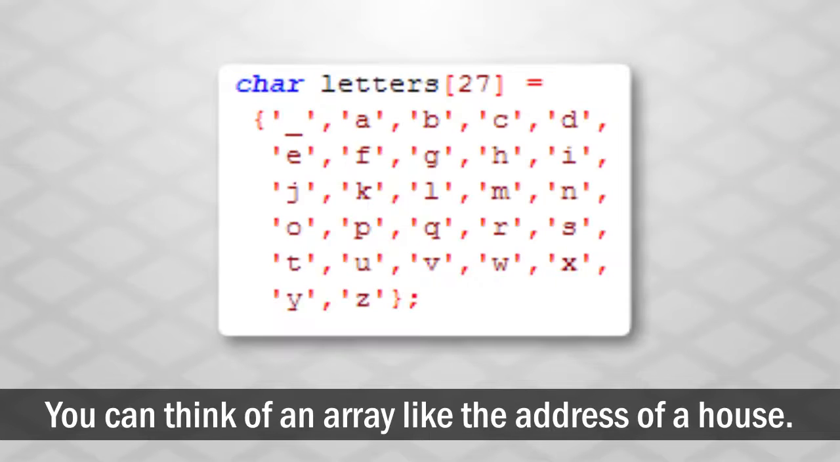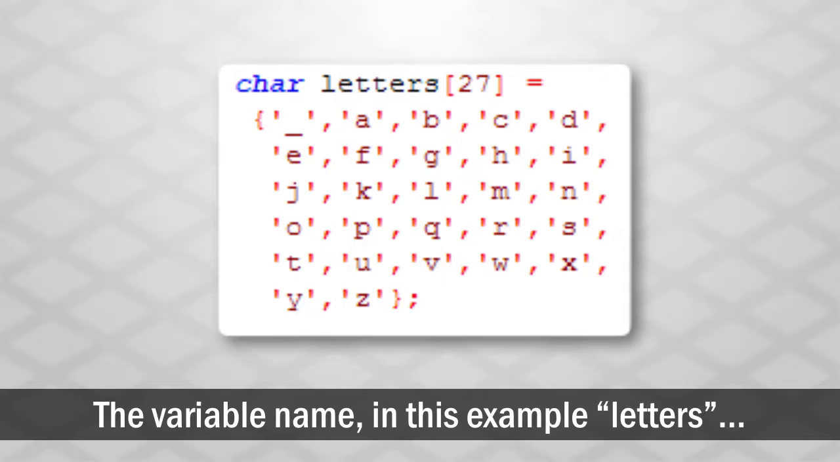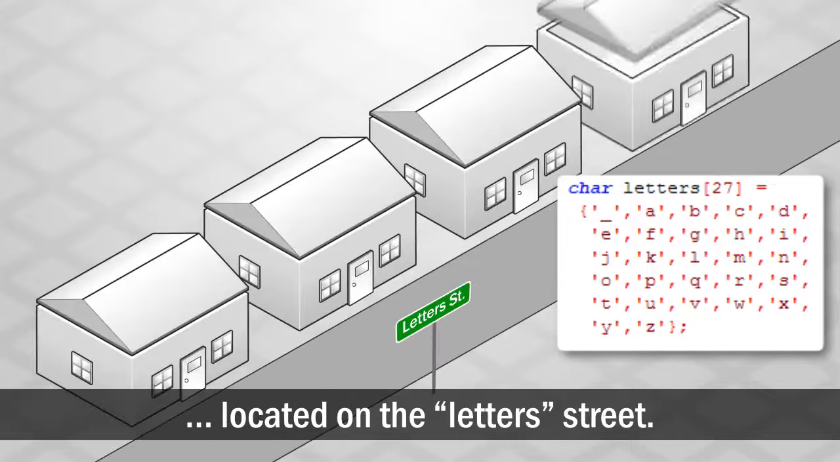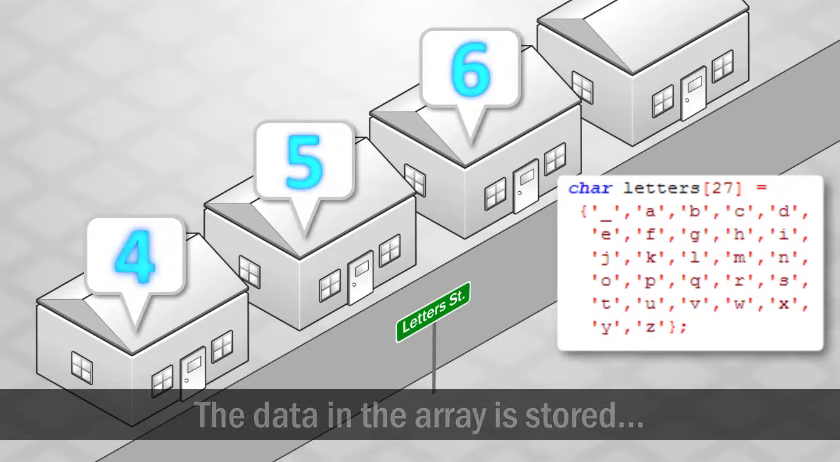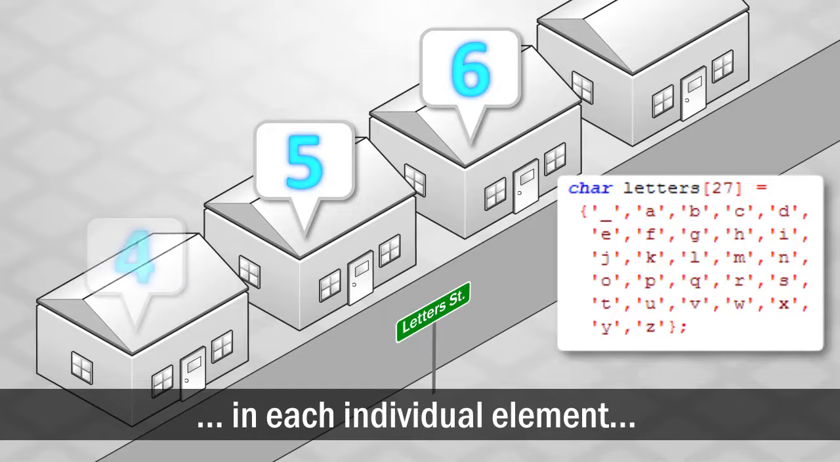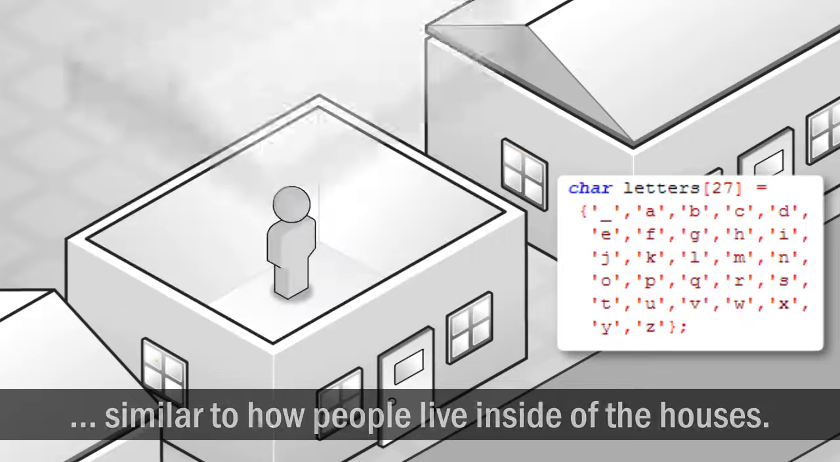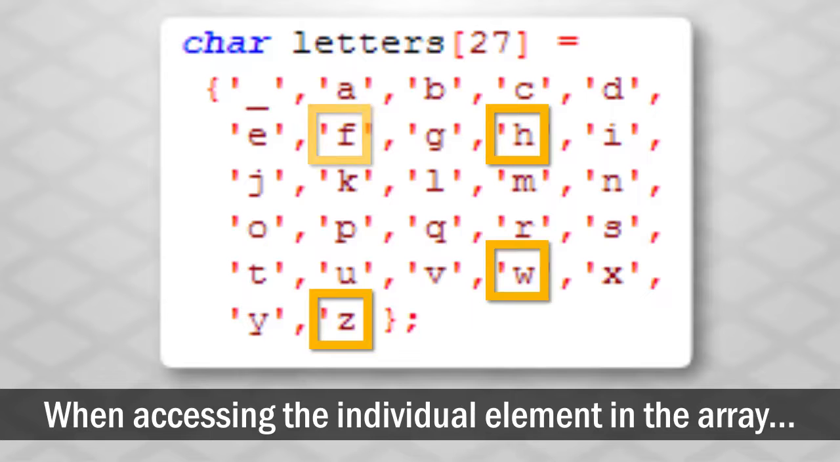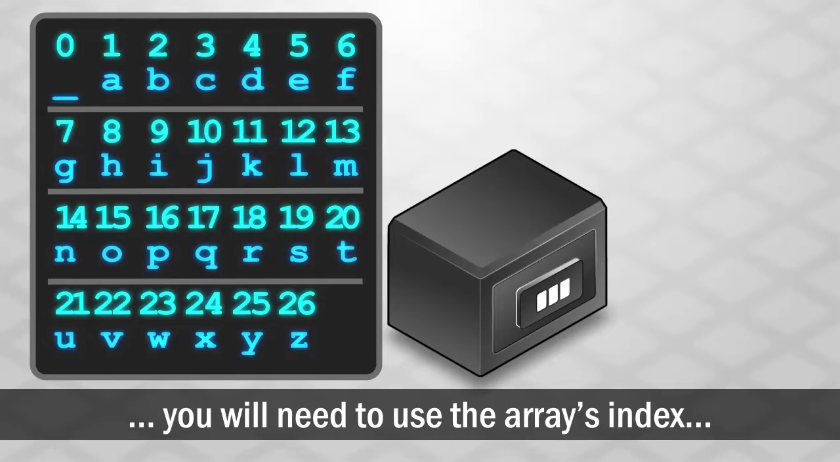You can think of an array like the address of a house. The variable name, in this example, letters, is the name of the street. And each of the 27 elements of the array are the house numbers that are located on the letters street. The data in the array is stored in each individual element of the array, similar to how people live inside of the houses. When accessing the individual element in the array, you will need to use the array's index.